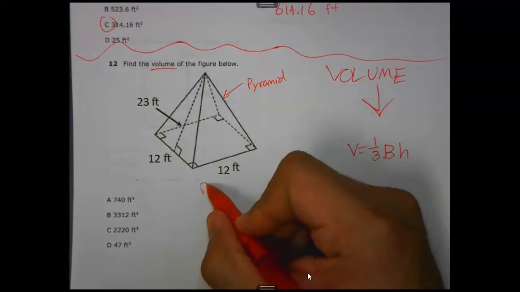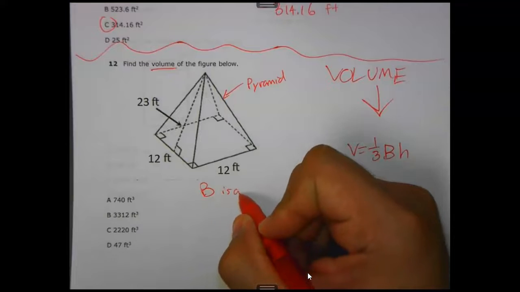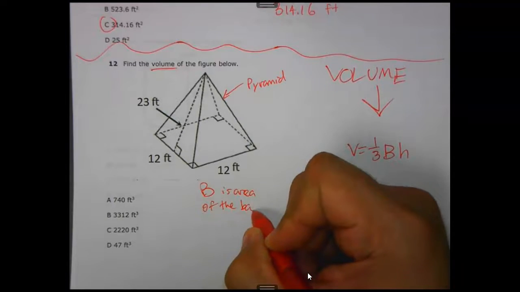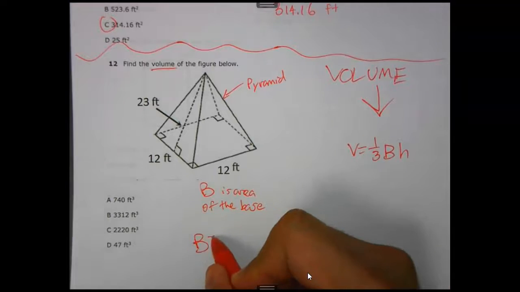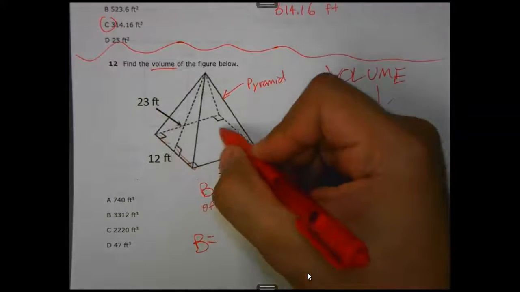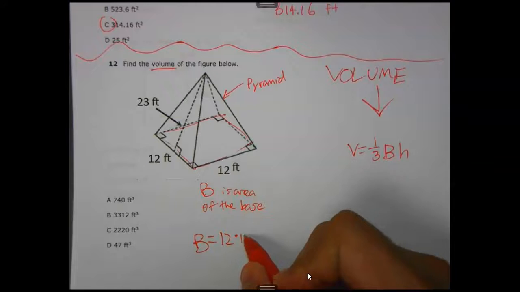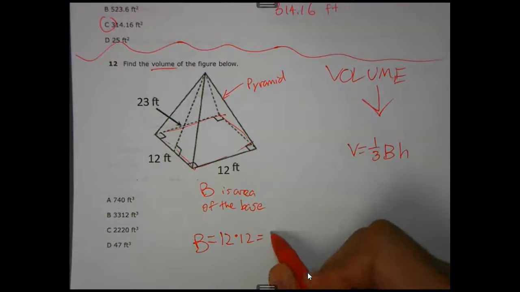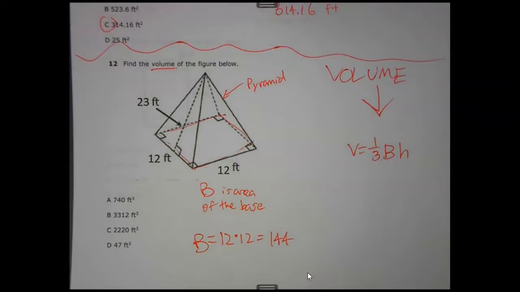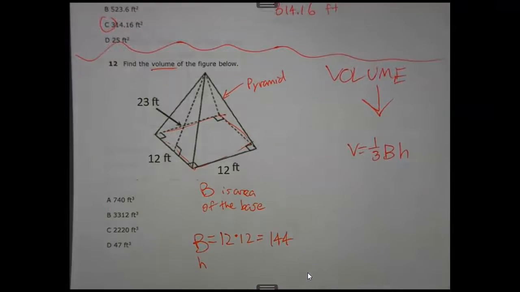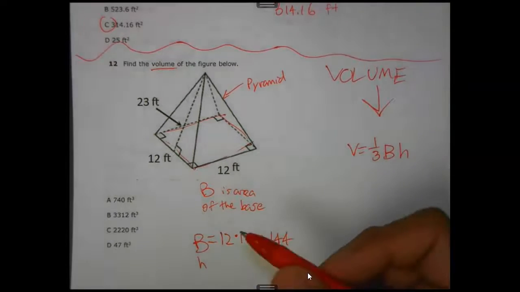Okay, so let's remember big B is the area of the base. So how do I find the area of a square? Well, it's 12 times 12, which gives us 144. Do I know the height? Now this is where it gets tricky. This is probably the trickiest one, because the height is not 23.